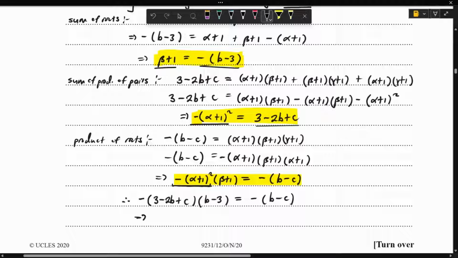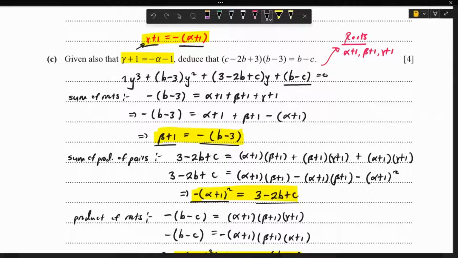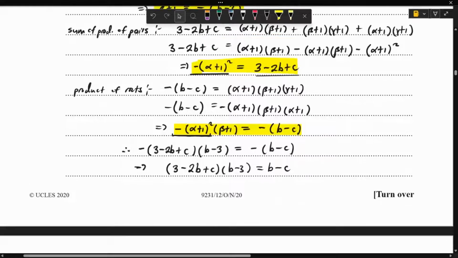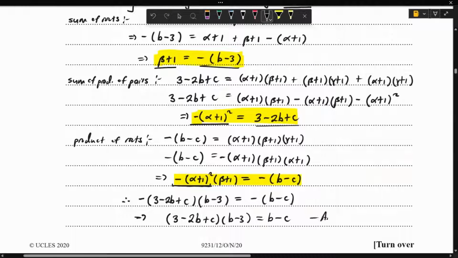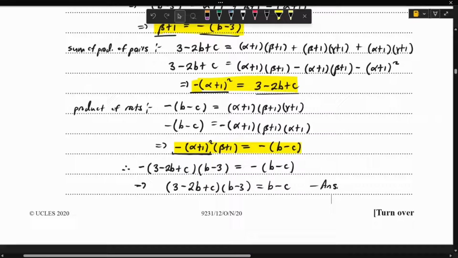So eventually we have 3 minus 2b plus c of b minus 3 being equal to b minus c. And this result is what they want us to show. Okay, right on here. So that's what we have deduced. So what we have here is the answer. Let's move on to the next question.